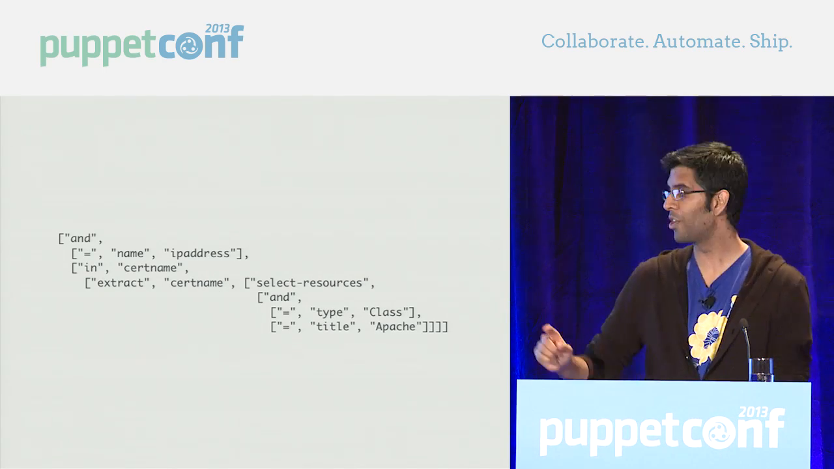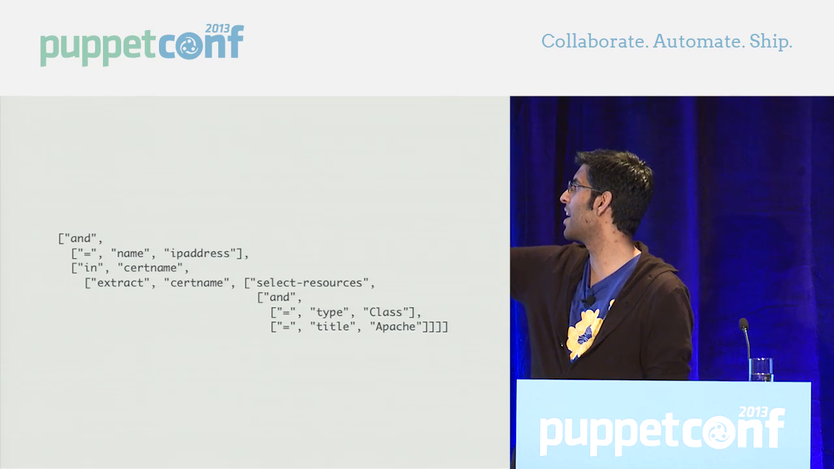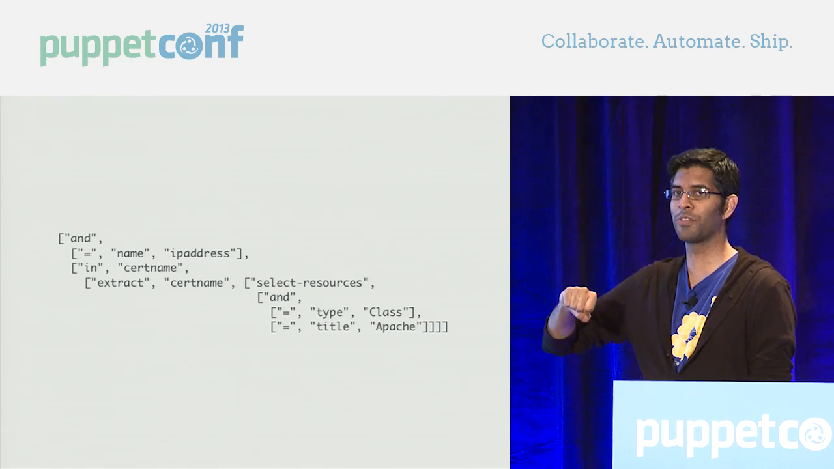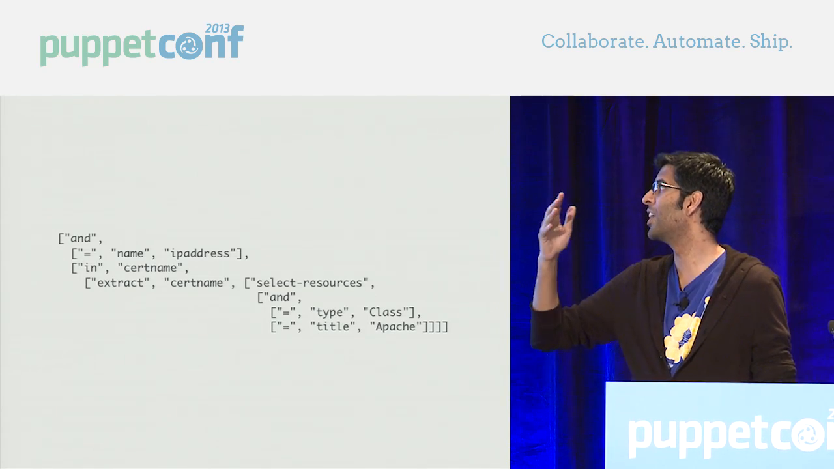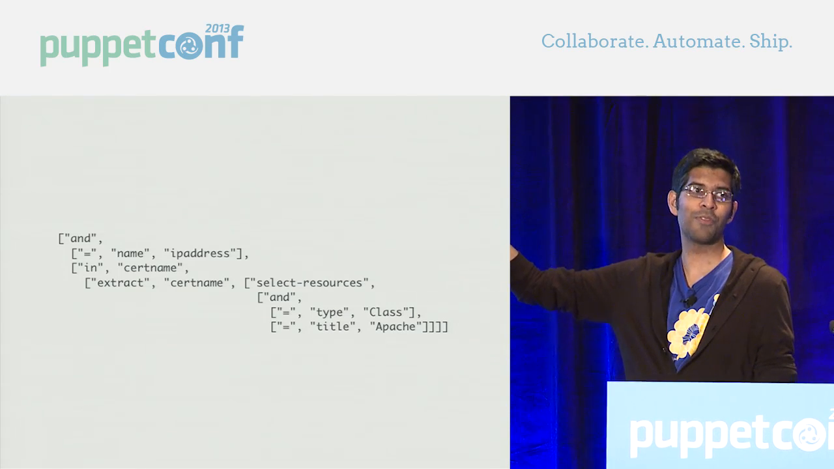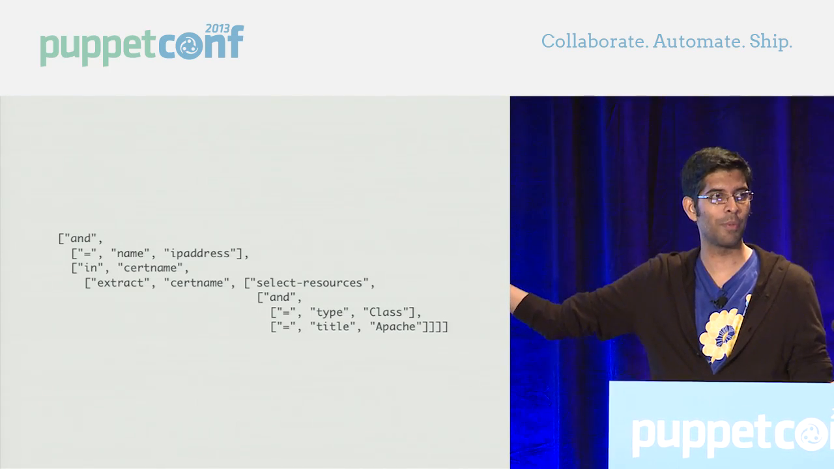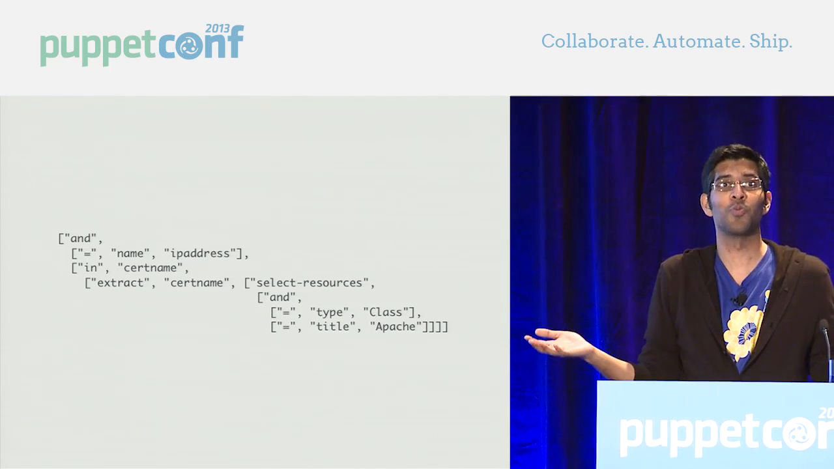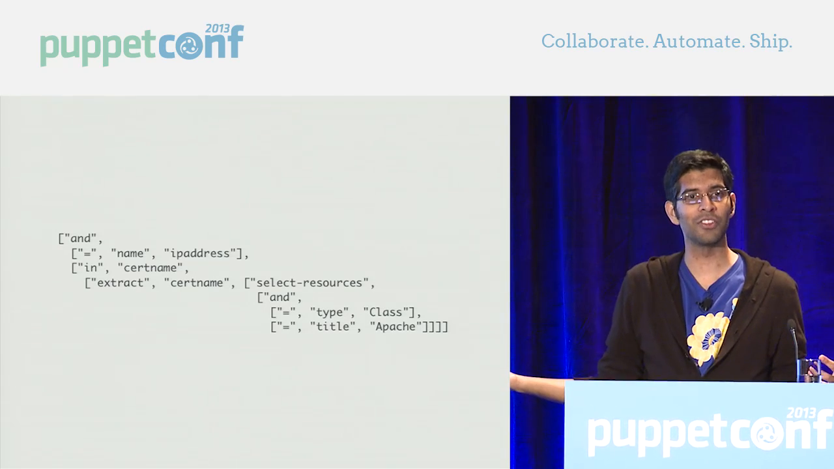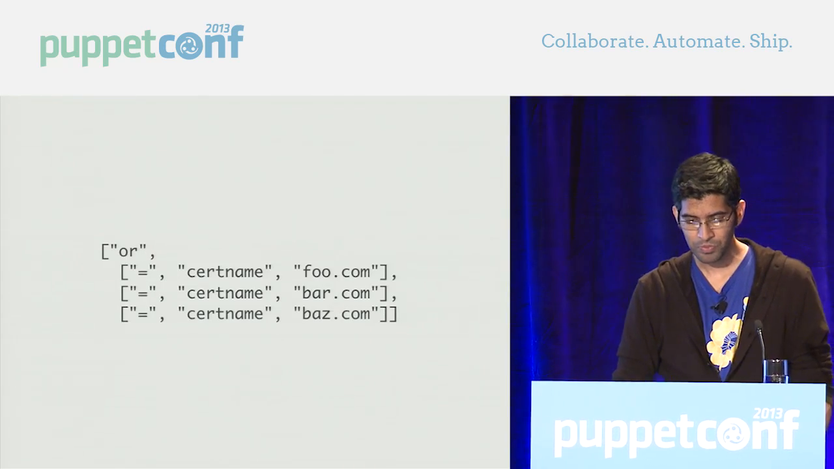This is an example of I want to select all the resources that have the Apache class. And then for each of those records I get back, I want to yank out the cert name, or the node they're on. And then I want to find all the nodes where I want to get the IP address fact for each of those nodes that have Apache on them. That's a really simple thing. I just want all the IP addresses of all the nodes that have the Apache class applied to them, right?